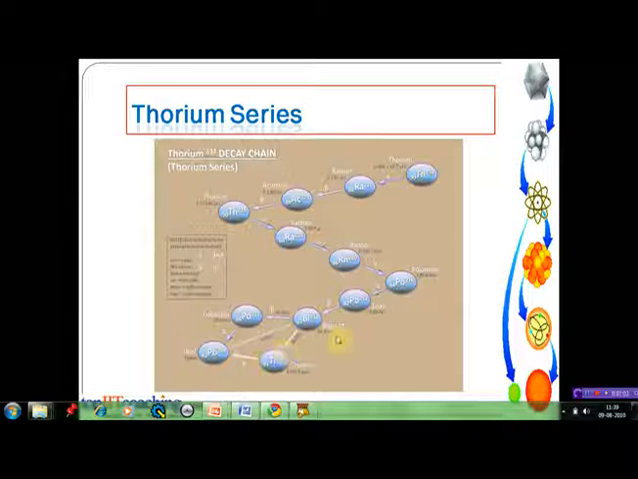But some amount of Bismuth-212, that is nearly 35.9%, forms Thallium-208 by emitting an alpha particle, which then emits a beta particle to get converted into the final product.